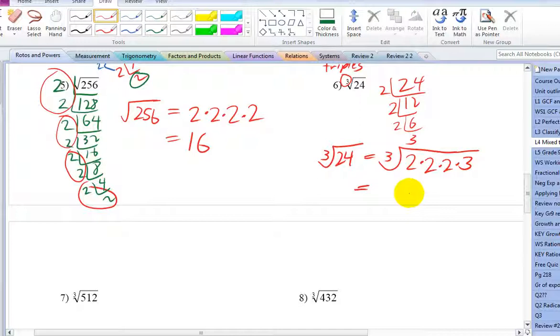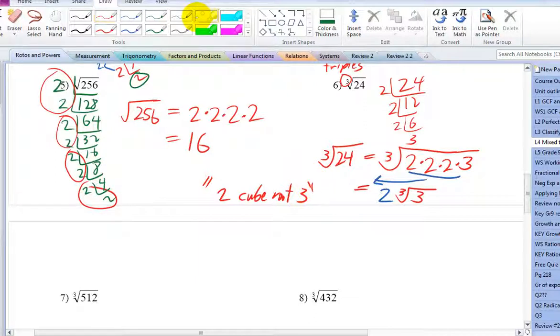Anthony, what can we take out? Good, so we can take out the value or a single digit 2. What's left behind? 3. So what we say is 2 cube root 3. Okay? 2 cube root 3. That's how we say that.